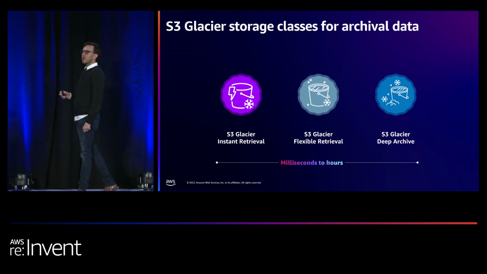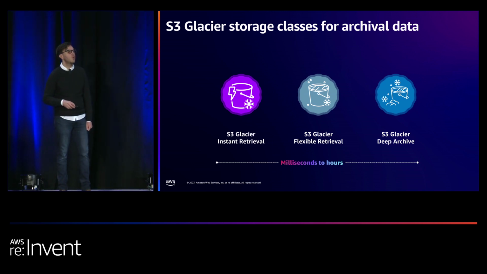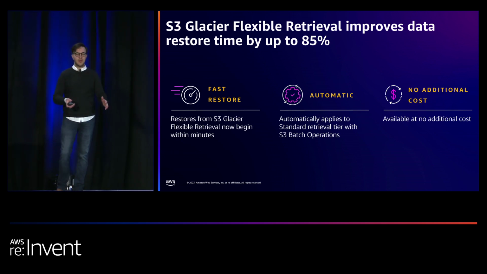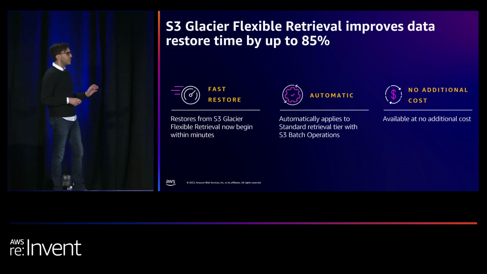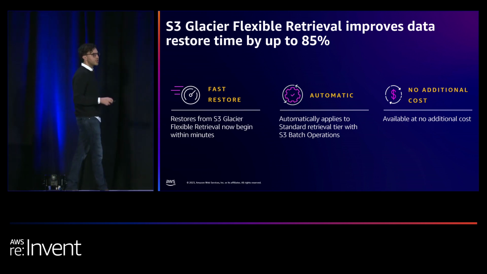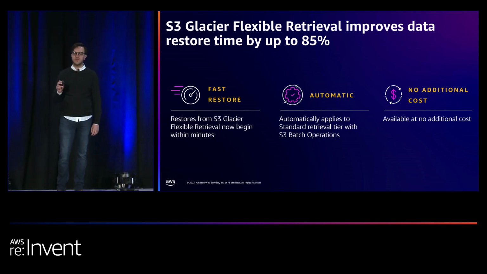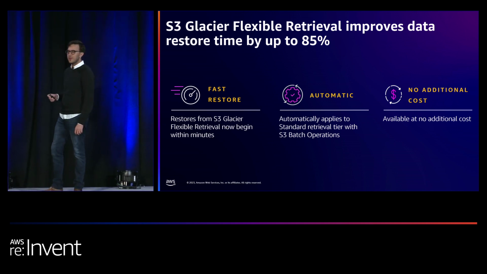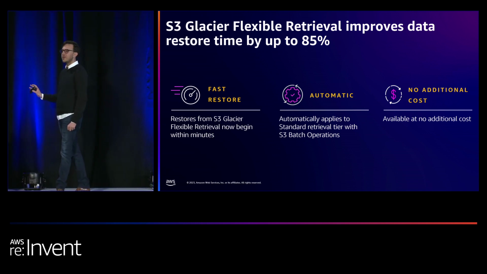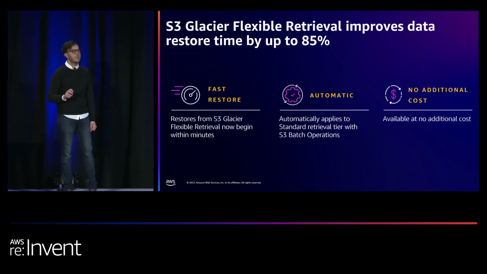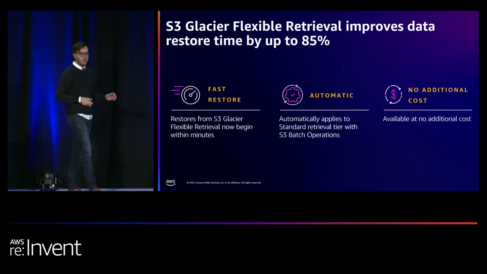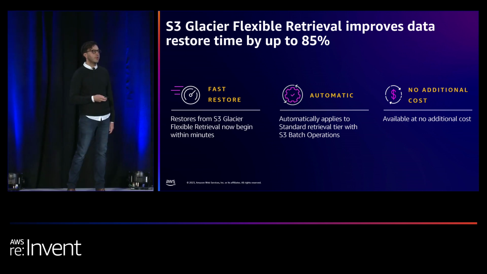We continue to make archival storage better for our customers, whether it's launching new storage classes or making improvements to performance. Now, I know we're not at the performance section yet, but I do want to highlight that earlier this year, we made a big change to restore performance for the S3 Glacier Flexible Retrieval storage class, improving restore times by up to 85%. This performance improvement automatically applies to all standard retrievals that are made through S3 Batch Operations, from restoring really large backups to pulling down a ton of data to train a machine learning model.